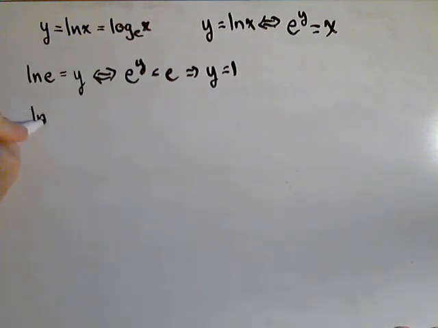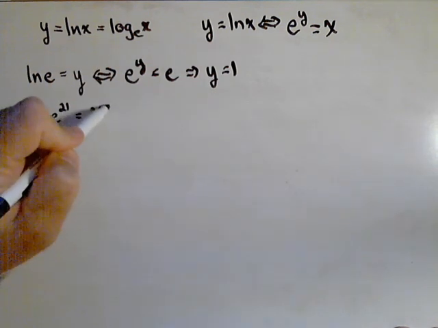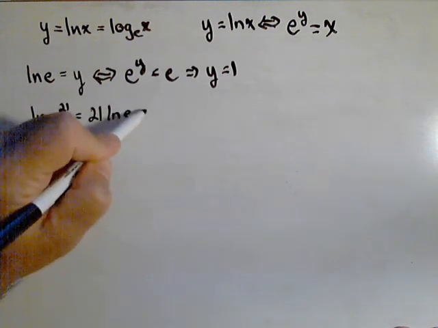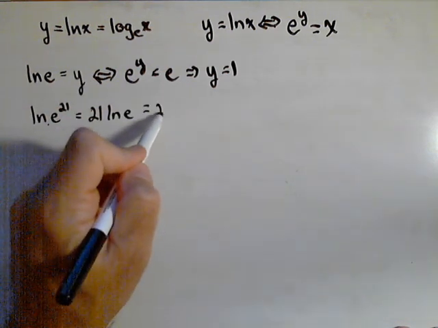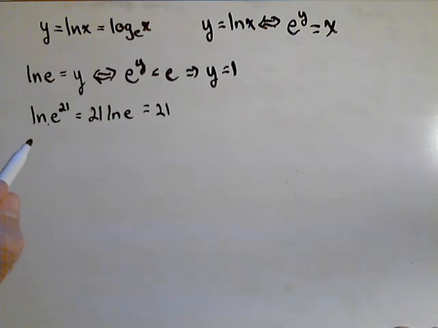Now what if we had natural log of e to the 21st? A couple different ways we could approach this, but when this base and this base are the same, for any logarithm, it's equal to the exponent. The other thing we could think of is pulling the exponent out front, and we have 21 times the natural log of e, but the natural log of e is just 1, so it's just equal to 21. So these are the kind of properties we're going to want to deal with.